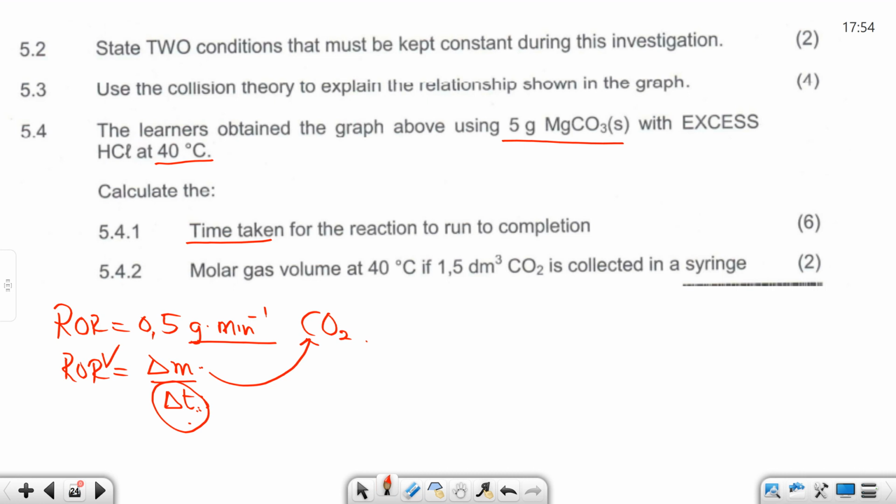I have always told you there are just 3 steps to stoichiometry. I need to get mass, right? How do I get mass? Number of moles of carbon dioxide will be equal to what? Mass over molar mass. Are we there?